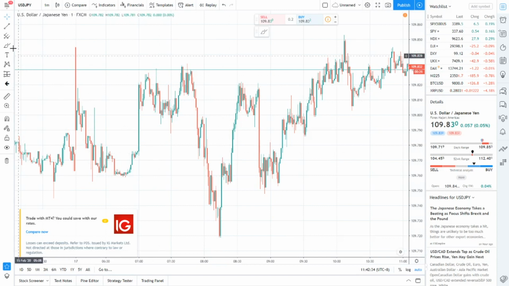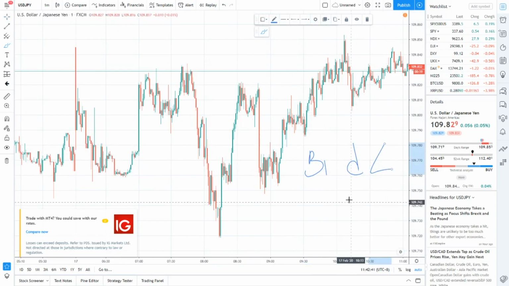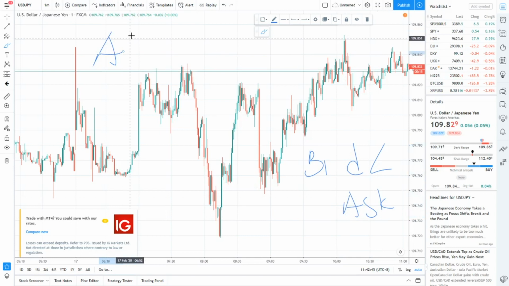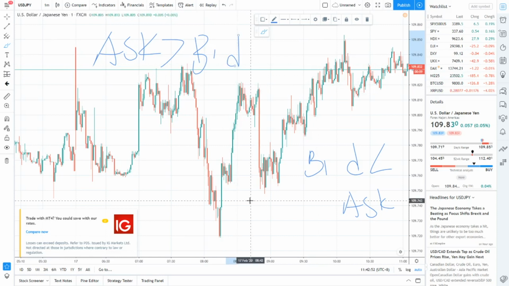You should always keep in mind that the bid is always lesser than the ask, and the ask is always more than the bid. So you have to keep in mind, this is something which is very common, and this is something that you should always keep in mind.